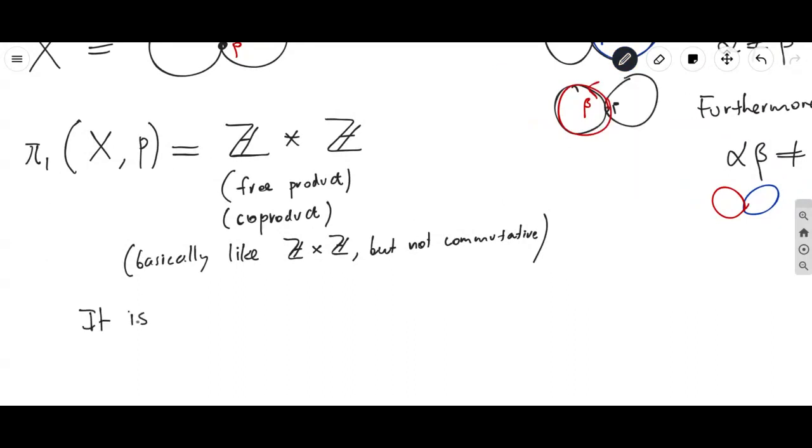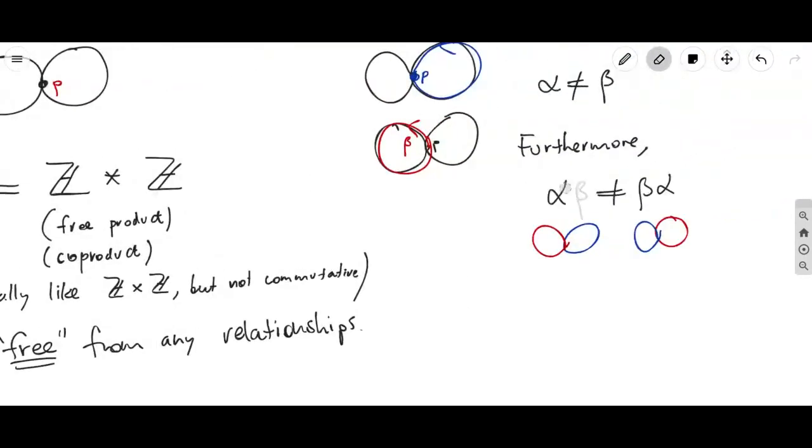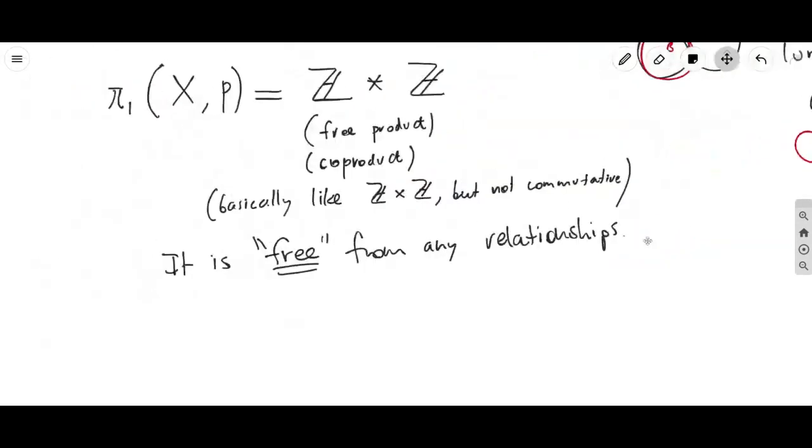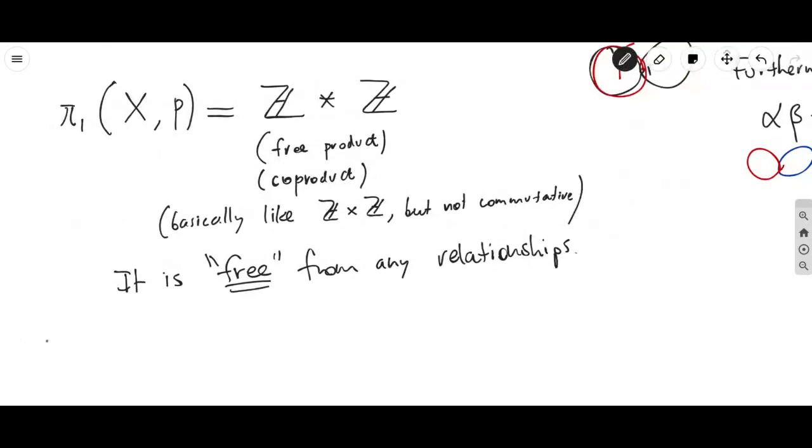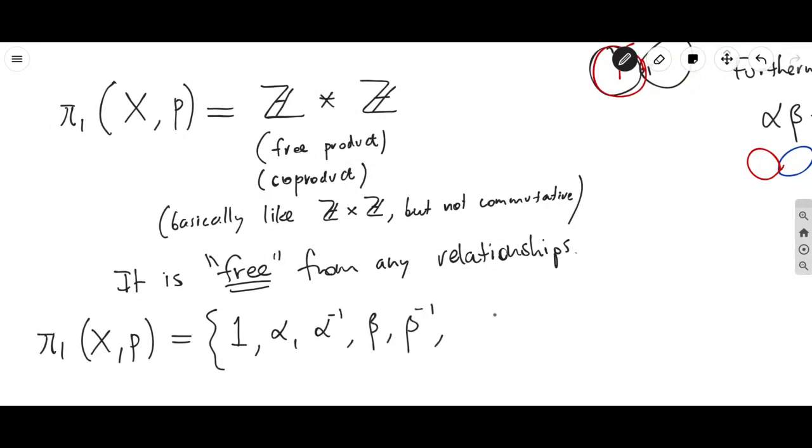So it is free from any relationships. There's no relationships. For example, if you have two elements and they commute with respect to each other, alpha beta equals beta alpha, that's called a relationship that exists between the elements. So it's free. It has no relationships, none whatsoever. So if you actually write this out as a group, this is the way it's going to go. You have the identity, you have alpha, you have the inverse, you have beta inverse, then you have alpha beta, but beta alpha, that's different. It's free. That's why it's called free product.